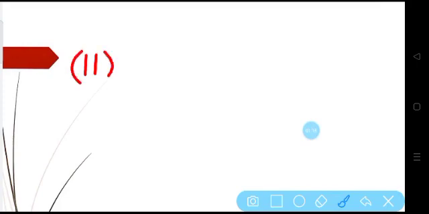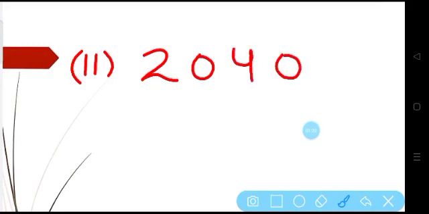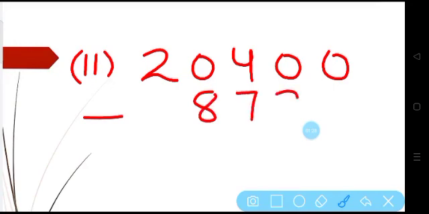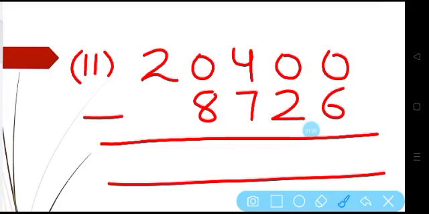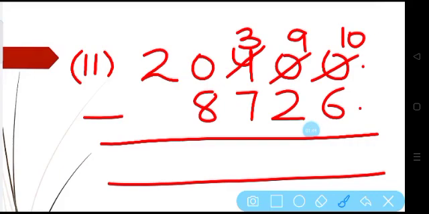Question number 11 is 20,400, they have given you as minuend and subtrahend is 8,726. Okay. So again we have to subtract them. So this time students, again here it is 0, here it is 6. So we will borrow from 4. 4 will become 3. This 0 will become 9 and this 0 will become 10. 10 minus 6, it will be equal to 4. 9 minus 2, it will be equal to 7.